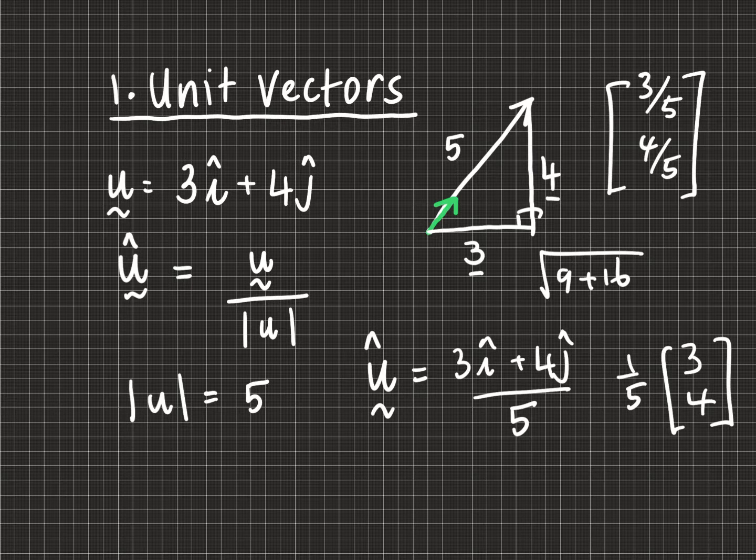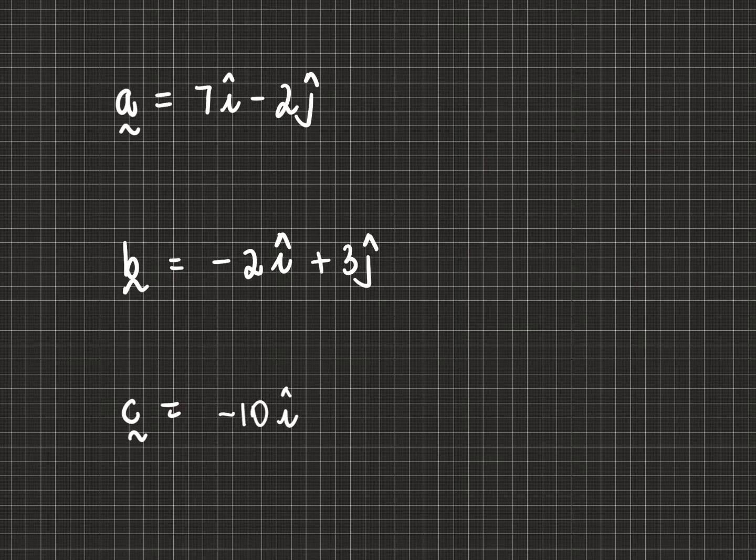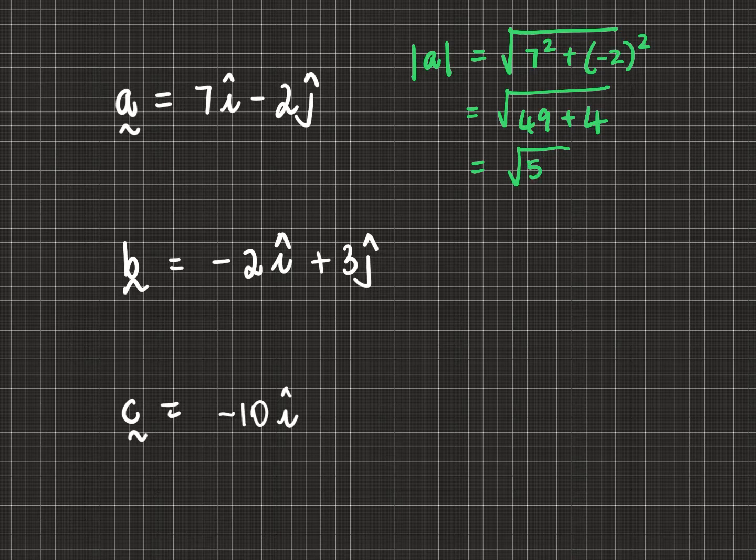They're all equivalent statements. How would we make unit vectors for A, B, and C? Well, let's look at A. The first thing I need is the magnitude of A, and that's going to be the square root of 7 squared plus negative 2 squared, which is the square root of 49 plus 4, which is the square root of 53. A unit vector then in the direction of A will be 7i minus 2j over the square root of 53.